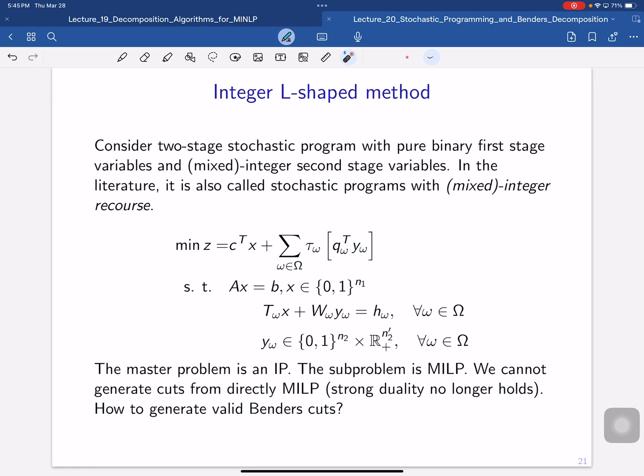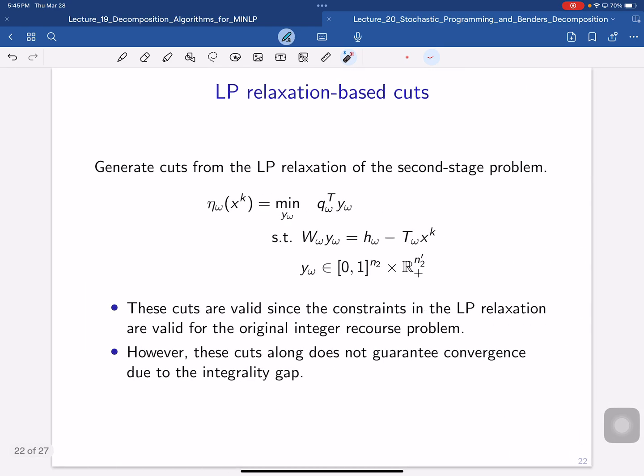Okay. So how do we solve this problem with mixed integer second stage variables in Bender's, where the first stage variables are all binary? There are two types of cutting planes or Bender's cuts we can still derive. The first type of cuts are so-called LP relaxation-based cuts, right? Because in the second stage, you have some binary variables, you cannot take the dual anymore. What you can do is relax the binary variables to be continuous variables between 0 and 1, and then we derive cuts from that.